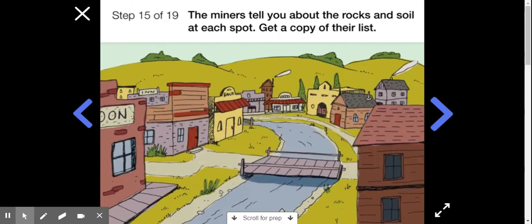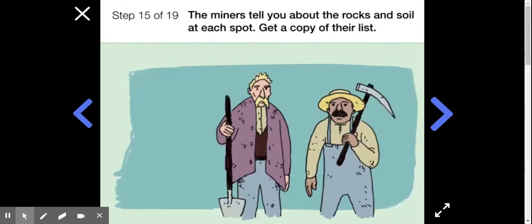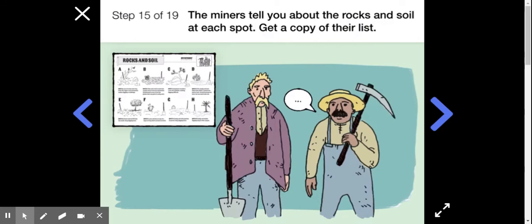The naturalist says goodbye. You're getting closer to an answer, but you still have one more clue to go. Your team enters the hardware store, where 2 miners are just back from a trip to the land beyond the mountains, and they're buying supplies. They see your map, and they ask where you're going. You explain, and one miner says, "To know where to dig, you need to know about the ground." The miners tell you about the rocks and soil at each spot marked on your map. Get a copy of their list.